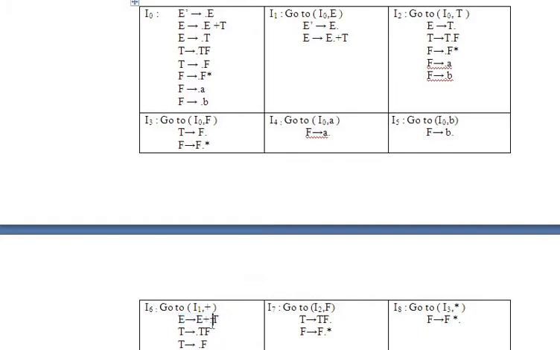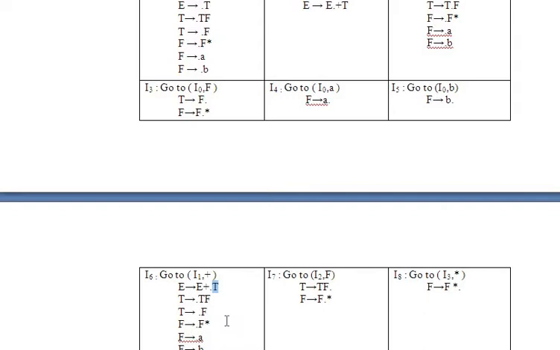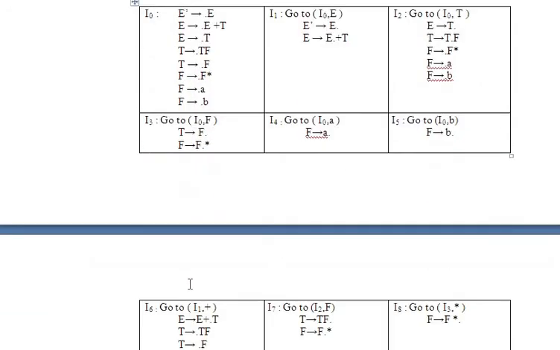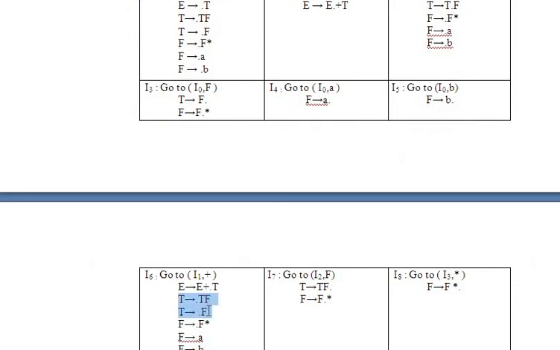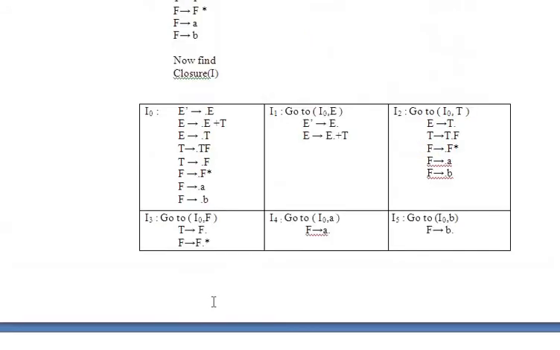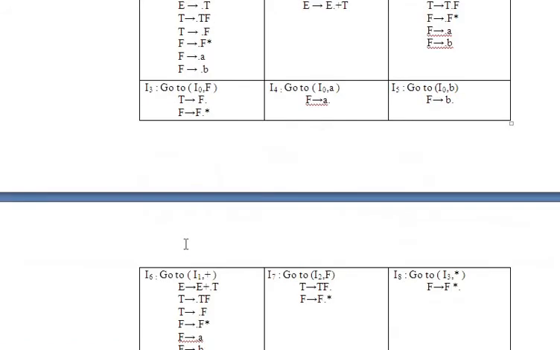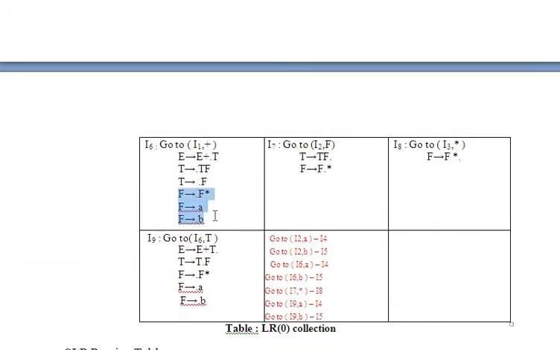Here after the dot you have non-terminal T, so write the productions of T. The productions of T are T gives TF and T gives F. So put T gives dot TF and T gives dot F. Here after the dot you have another non-terminal, so consider that non-terminal's productions. So write F gives dot F star, F gives dot A, and F gives dot B.